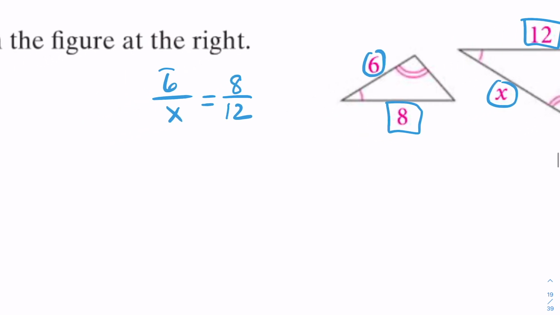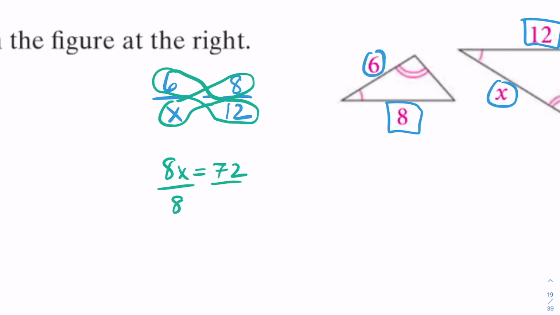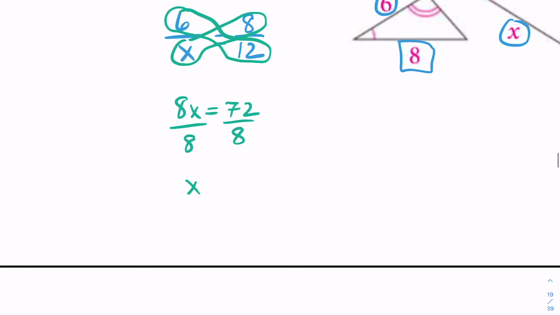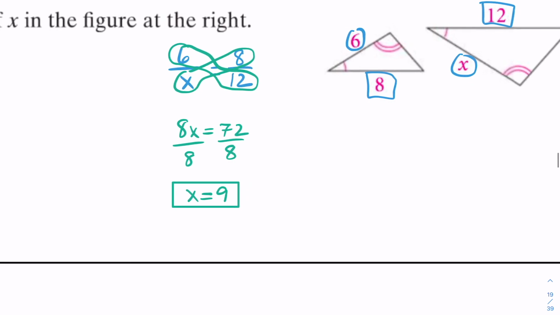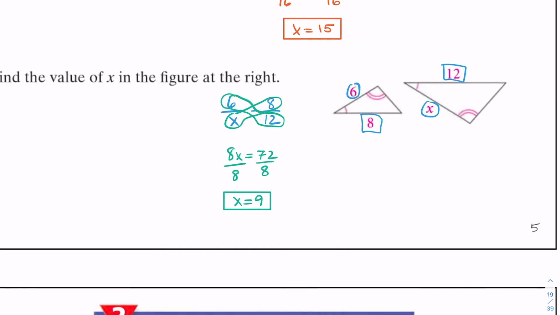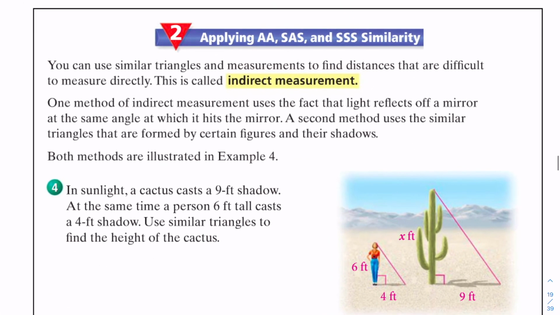And I'm just going to find the cross products. So 8x equals 72, divided by 8. 8 times 9 is 72. So we'll get 9. Yep. And if we were looking at this 4, 8, 12, 3, 6, 9, it's in 2 to 3 ratio.